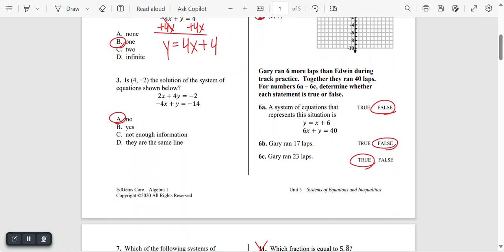Question 3 asks if 4, negative 2 is a solution of the system of equations below. So if you plug that ordered pair into the first equation, you get 8 plus negative 8. That does not equal negative 2. We don't even have to check the second equation. You just can say no.